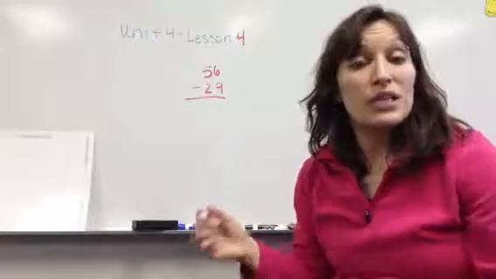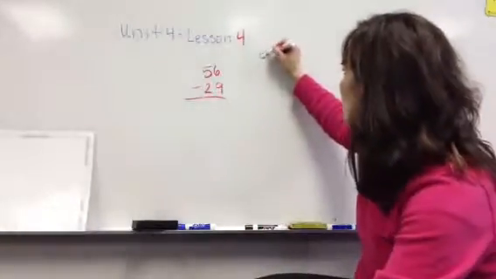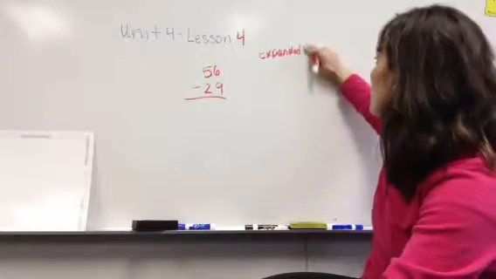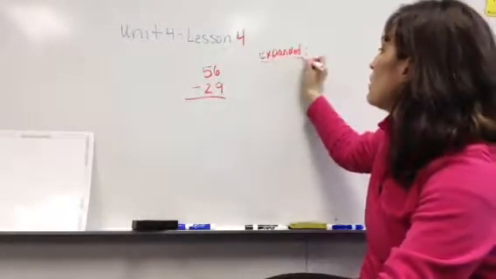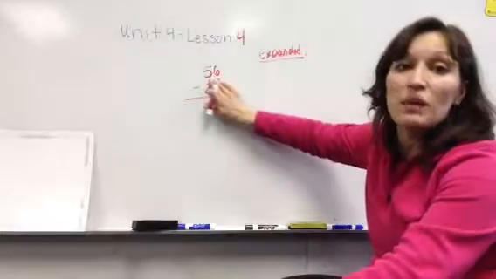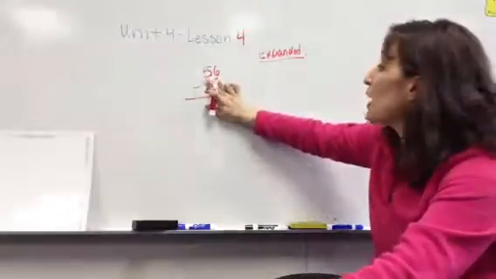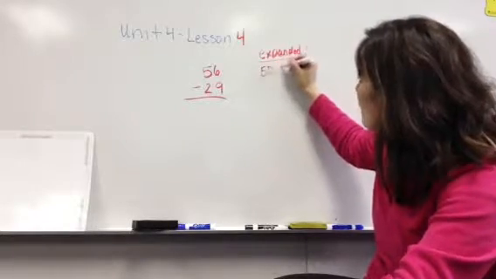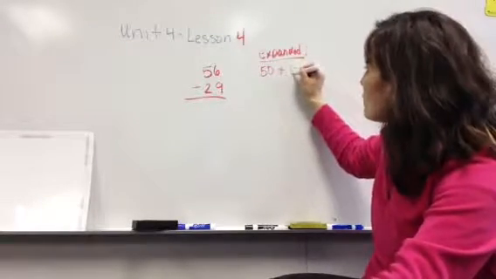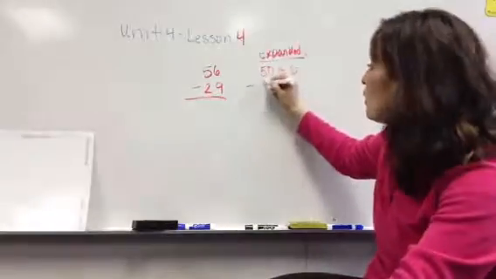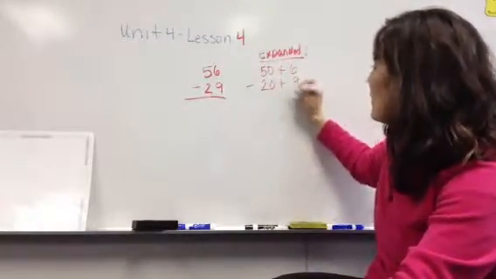We can break it into expanded form. We talked about that on the last video, but it's always good to watch and practice it some more. This is the expanded strategy. We would take 56 and think about what we know about it with tens and ones. 56 is made out of 5 tens, which is 50, plus 6 ones. And we're subtracting 29, which is made of 2 tens, 20, plus 9 ones.